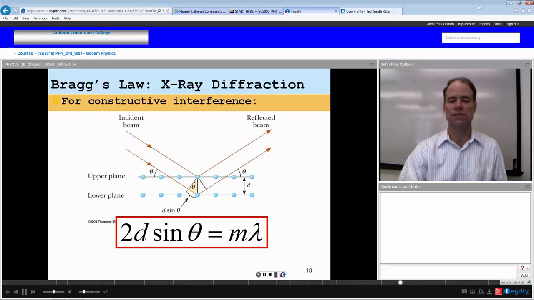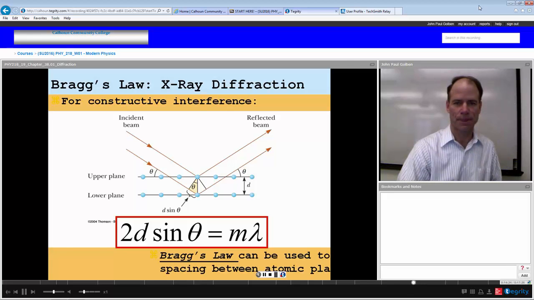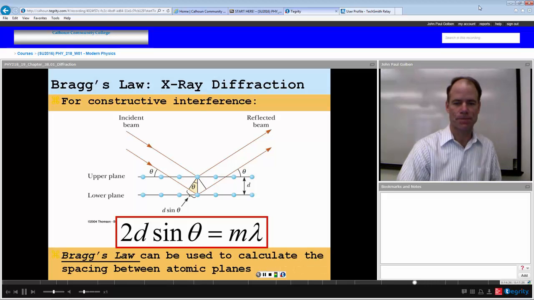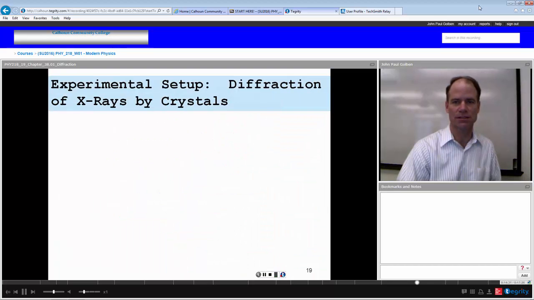So 2d sine theta equals an integral number of wavelengths if we have constructive interference and actually see an interference dot corresponding to these planes. Hence, knowing the wavelength and knowing the angle, and doing some geometry, you could calculate the spacing between these atoms, hence get some information about the crystal structure. So Bragg's law can be used to calculate the spacing between atomic planes.